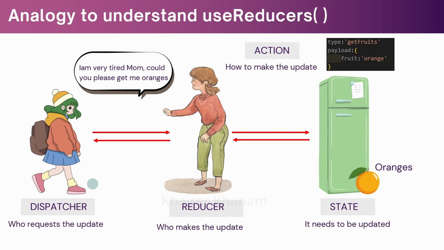I hope using this simple analogy, now you have a clear understanding of the useReducer hook: what is state, what is reducer, what is dispatch, and what is action, how the state will be updated, on what basis the state will be updated, how we have to request for a state update, and who will be updating our state. So, using this simple analogy, you can easily apply all these concepts inside your programming.